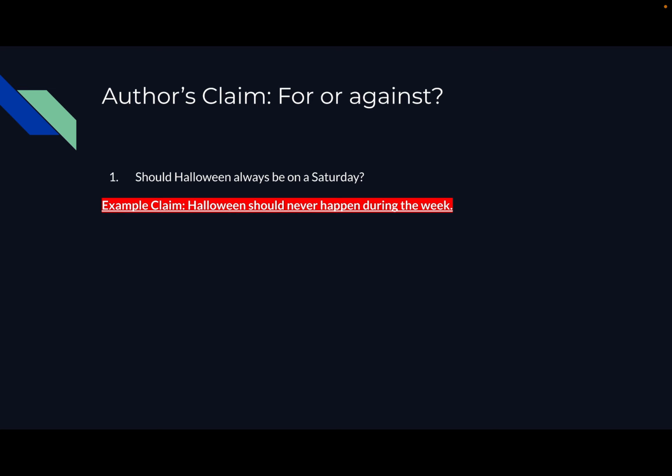Go ahead and write down this example claim. Halloween should never happen during the week. So there's my claim. The author is giving me their opinion, and now we're probably going to see some evidence to go along with it.